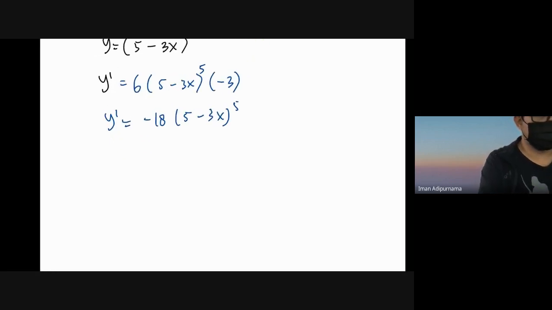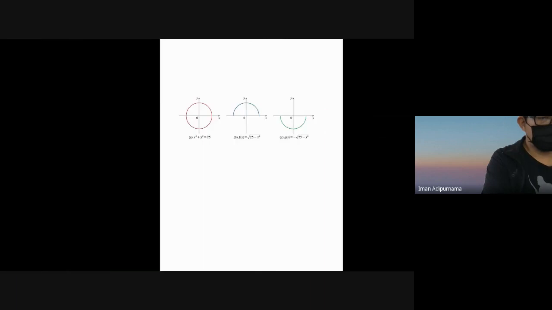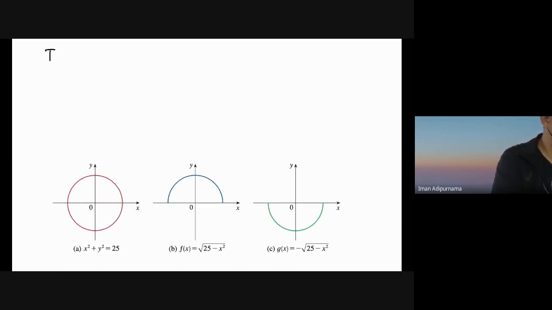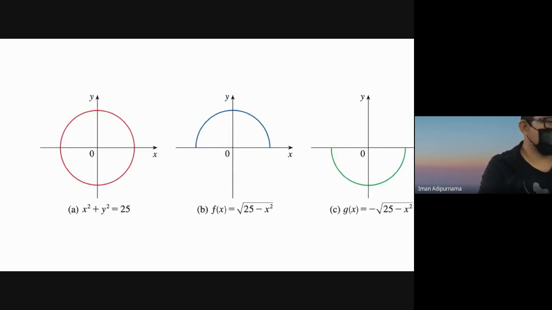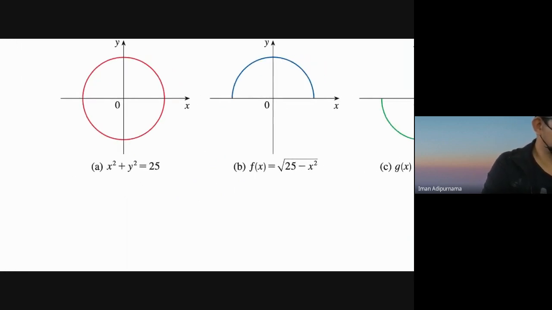Okay, now first, let's look at this graph here. So this is another section, called implicit differentiation. Let us look at the circle equation here. It's x squared plus y squared is equal to 25.